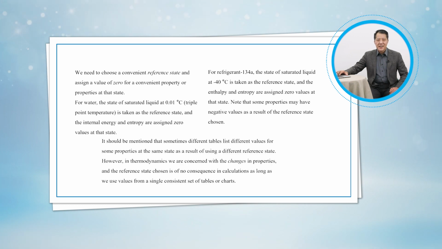It should be mentioned that sometimes different tables list different values for some properties at the same state as a result of using a different reference state. However, in thermodynamics, the changes in properties are concerned with, and the reference state chosen is of low consequence in calculations as long as we use values from a single consistent set of tables or charts.